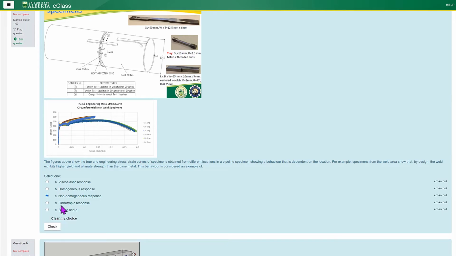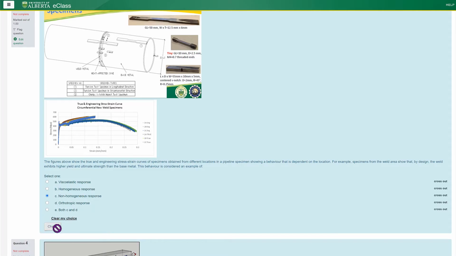Orthotropic response, we don't know, because these steel tension tests, we're always loading them in the same direction. Viscoelastic, that means it has something to do with time. Again, we don't know. So it really comes down to B or C. Homogeneous means that no matter where I take the specimen, it's always the same. However, we know that's not true because areas around the weld exhibit a different response. So therefore, we know it's a non-homogeneous response, or answer C.